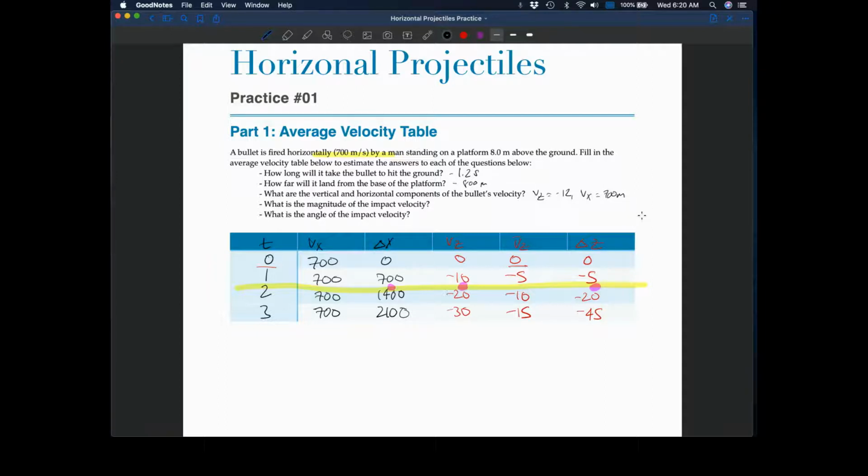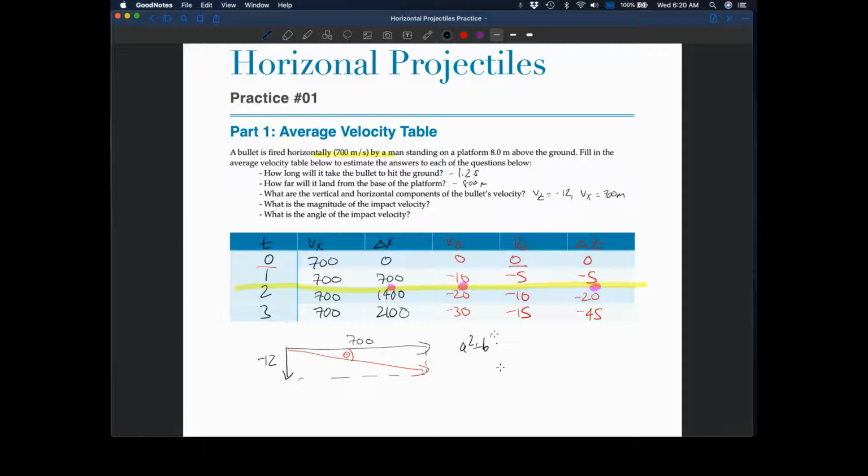And what is the magnitude of the impact velocity? Well, in this particular case, we are looking at about minus 12 vertical and 700 horizontal. So we can see now that we're looking at a hypotenuse that's going to be a little bit more than 700. And we're then looking at an angle that's going to be very, very tiny, a very, very small departure angle.